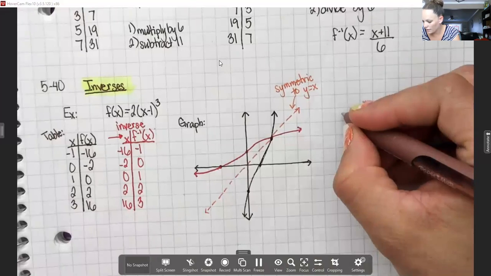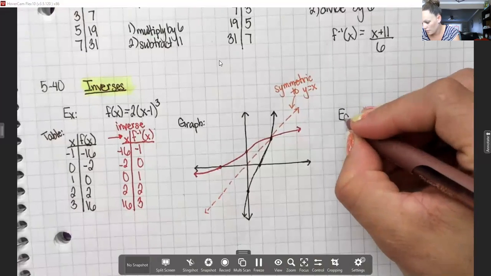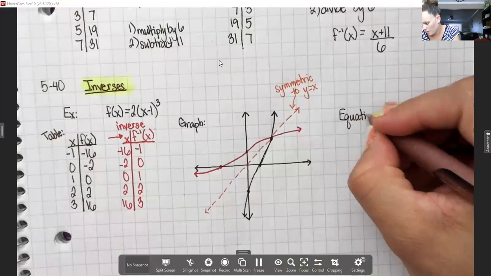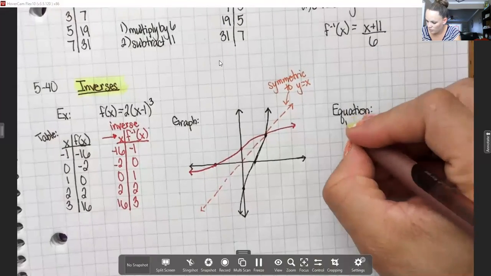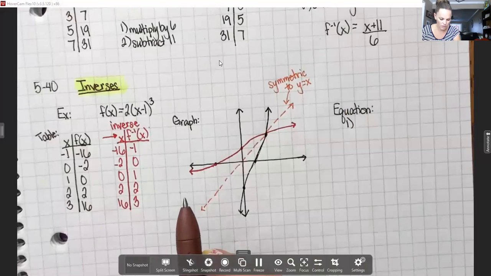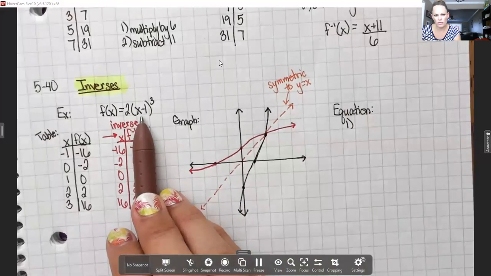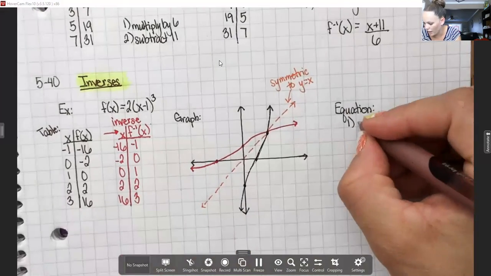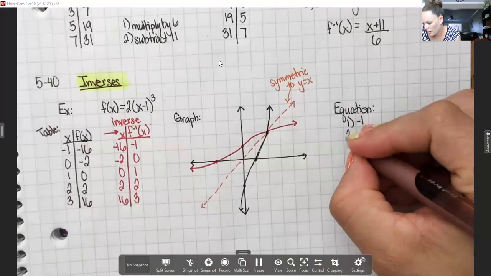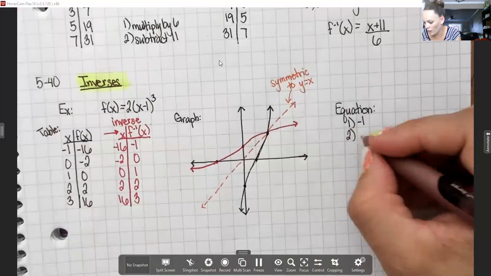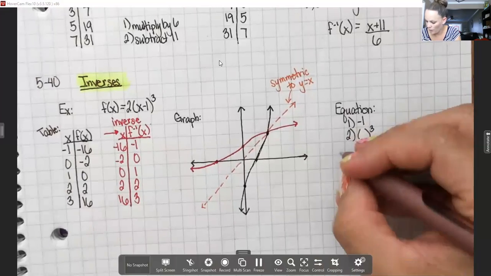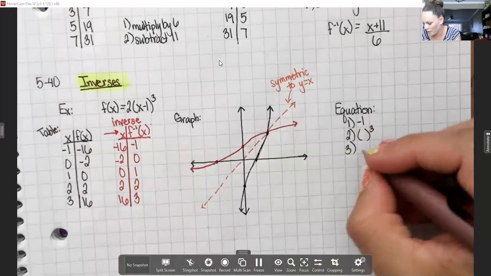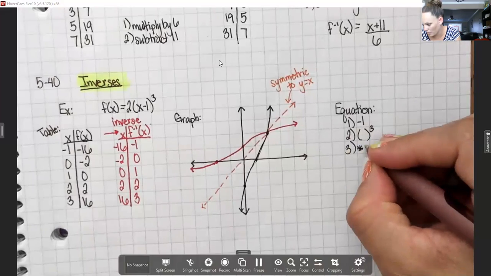And then lastly, for the equation, the first step to looking at the original is to subtract 1. Then we cube it. And then the third step is to multiply by 2.